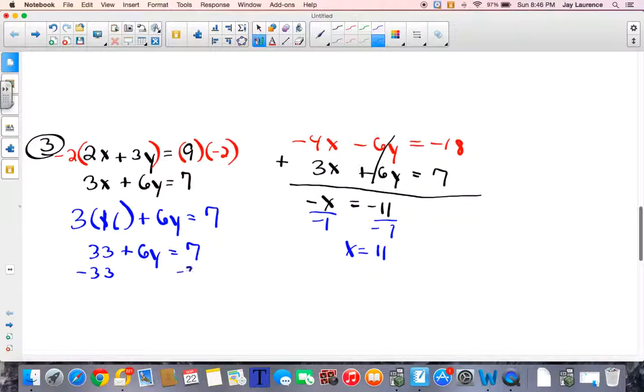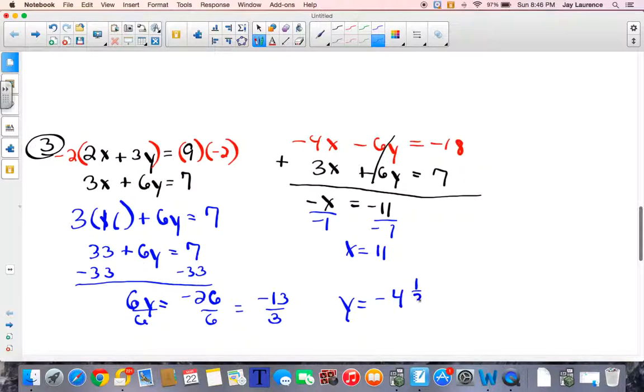Minus 33, minus 33. Okay, 6y is going to equal negative 26, right? Divide by 6, divide by 6. Well, first I'm going to simplify. I get negative 13 thirds. So then y is going to equal negative 4 1/3, I believe. Yes. So the place where these two lines cross would be at 11, negative 4 1/3.